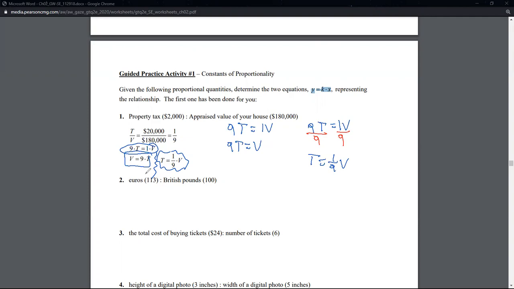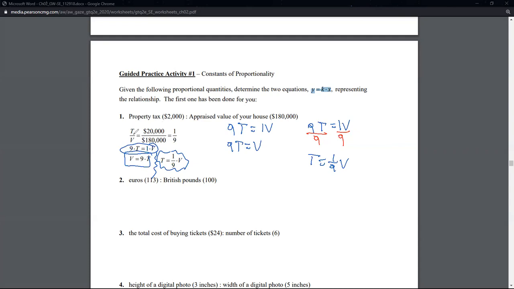If you have a problem where they're going to keep asking you for the v's, you want it to be solved for v. If you have a problem where they ask you for a bunch of t's, the tax, then you would want it to be solved for t. You want your equations to be as easy as possible. It means you want to be solved for the variable they ultimately ask you about.